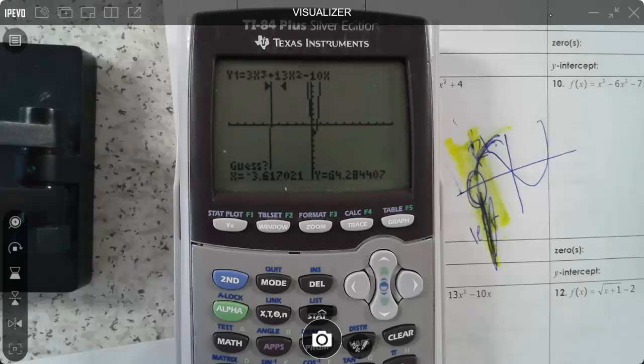Now, remember the point. We're looking for a sign change. Say yes, because that's what we're looking for. We're looking for when Y changes from negative to positive.